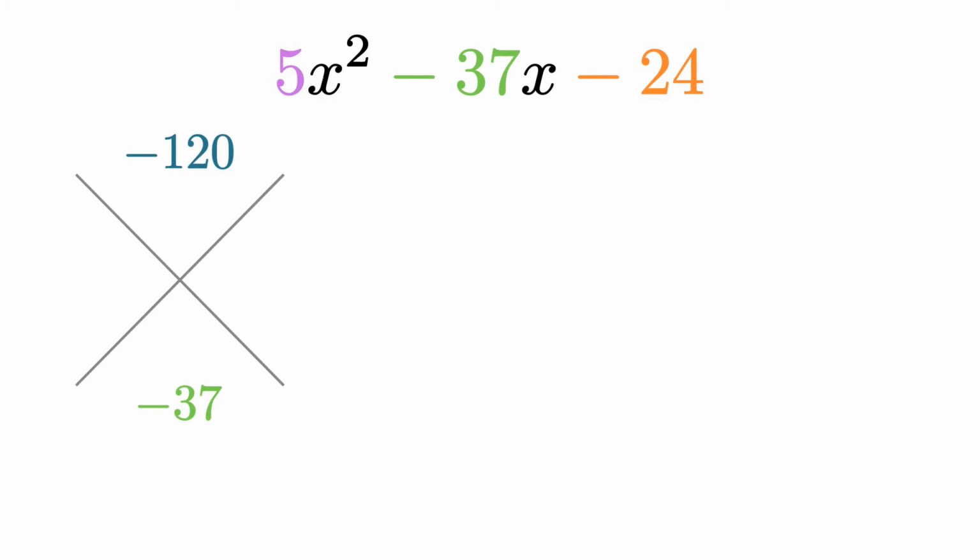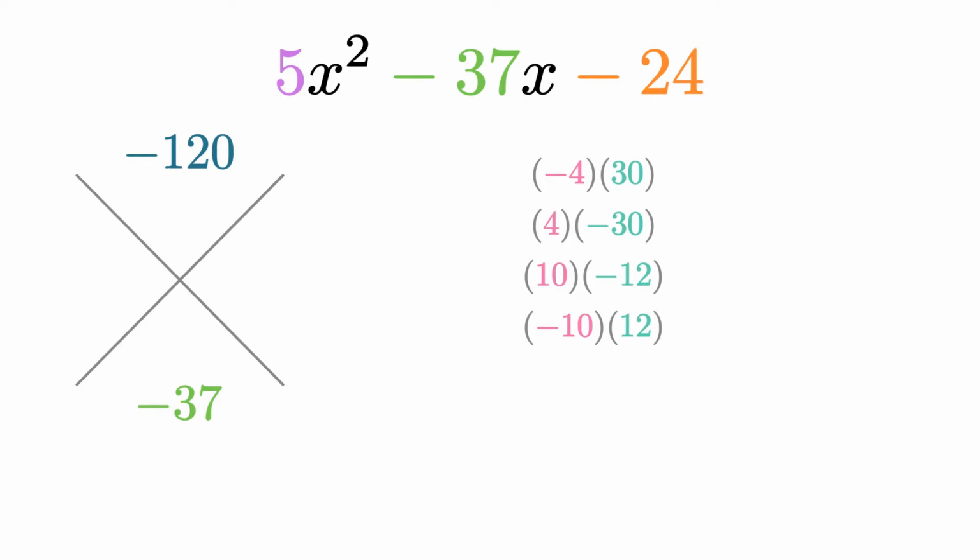In order to do this, we have to find two values that will both multiply to give us the top of the x and add to give us the bottom of the x. So let's just focus on the top of the x and figure out some pairs that we know will give us negative 120. So I'm going to list several pairs. A pair that I can think of is negative 4 times 30. We can do 4 times negative 30, 10 times negative 12, negative 10 times 12, 3 times negative 40, and negative 3 times 40.